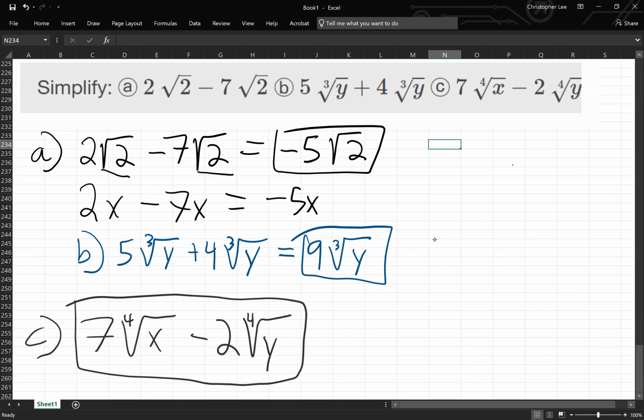But why is that though? What's different about this compared to the other two questions? Right. The radicand is different. You see how this is fourth root y, fourth root x? But you see how these are the same, right? So you can only combine like terms. And when they're not like terms, you just leave it alone.